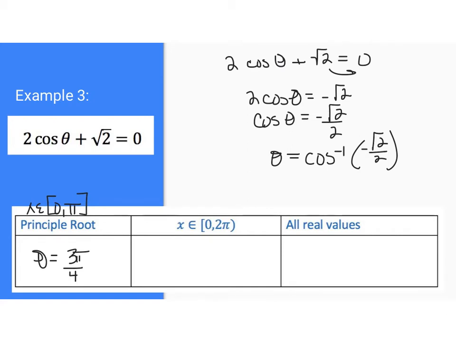We want to find the second place where cosine theta equals root 2 over 2. Now we're looking at 1 full revolution on the circle. So we have our first answer of 3 pi over 4, and then the second place that's equal to negative root 2 over 2 is 5 pi over 4.